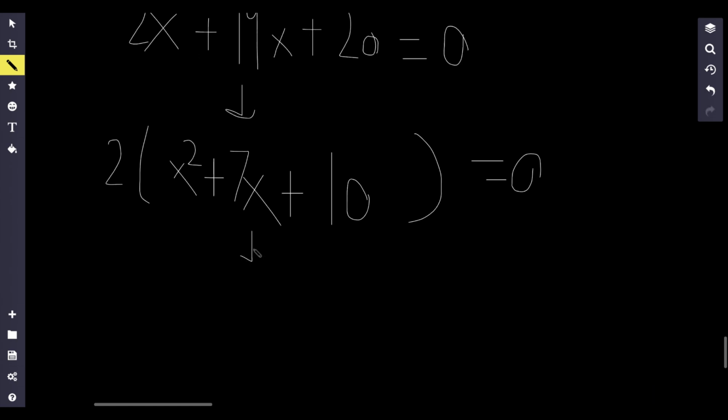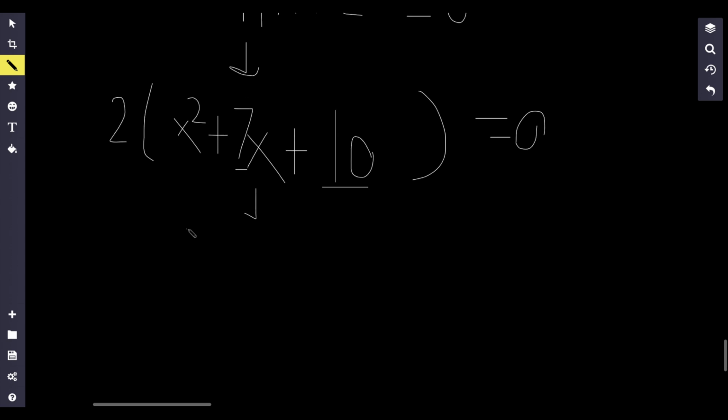And now you can factor the inside. So on the inside, what are two numbers that multiply out to be 10 and add up to be 7? And the correct combo is x plus 5 times x plus 2 is equal to 0.